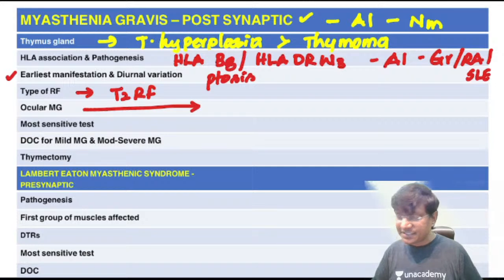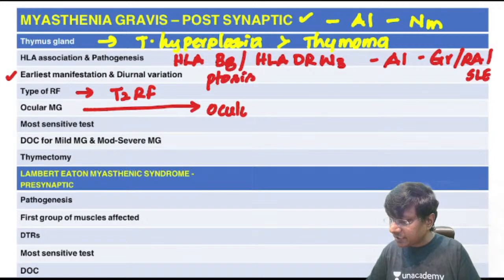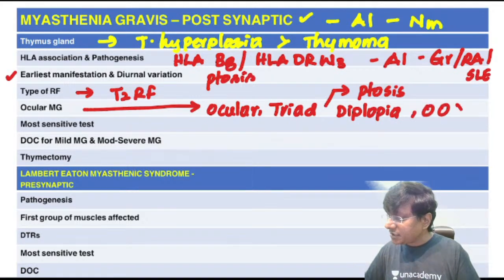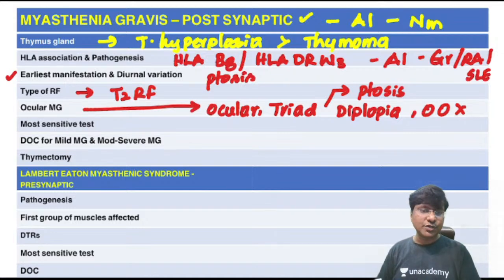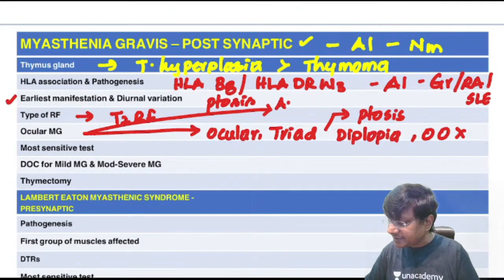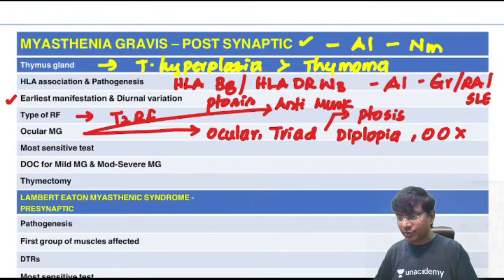Now, what do you understand by the word ocular Myasthenia gravis? It means that there will be only ocular manifestations. There is a triad in ocular Myasthenia gravis. What is the triad? Number one, ptosis; number two, diplopia; and third, orbicularis oculi weakness. And what is the investigation of choice in ocular Myasthenia gravis? The antibodies are slightly different, that is anti-MuSK antibodies. So that will be your antibodies in ocular Myasthenia gravis.